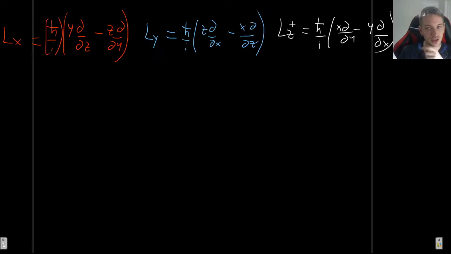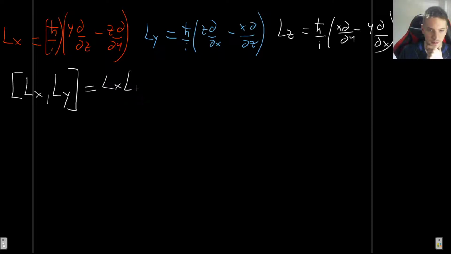Now remember, what does it mean to be able to measure something simultaneously? What does it mean that we can measure an operator and another operator simultaneously? That means that they have to commute. Okay, so let's see if Lx and Ly commute. Remember, this is just Lx Ly minus Ly Lx. So let me now put the values.